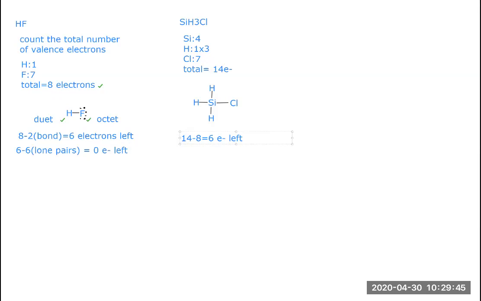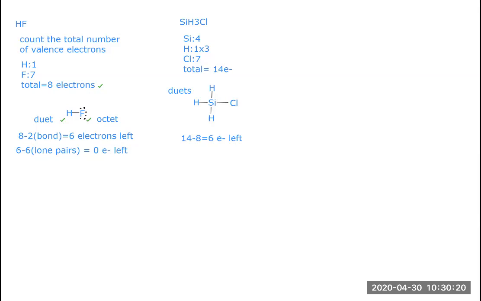Yes, so the next step is to distribute the lone pairs to complete the octet of the outside atoms. The outside atoms here are the hydrogens and the chlorine. But as I said earlier, hydrogen is an exception and it wants a duet. So they all want duets. And right now they all have a duet. When they have a single bond, they have 2 electrons around them, and that's what they want.